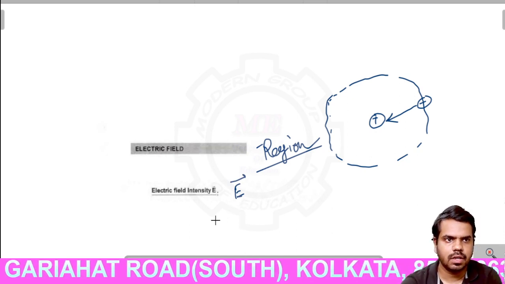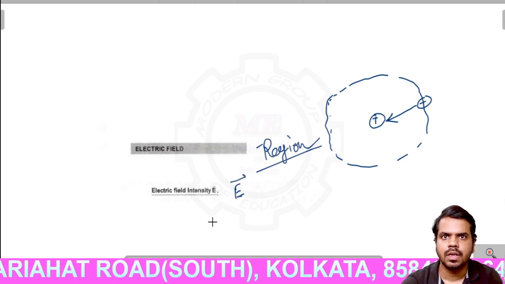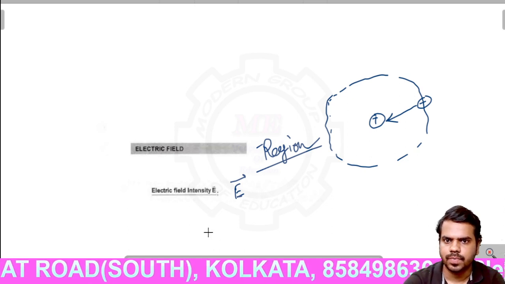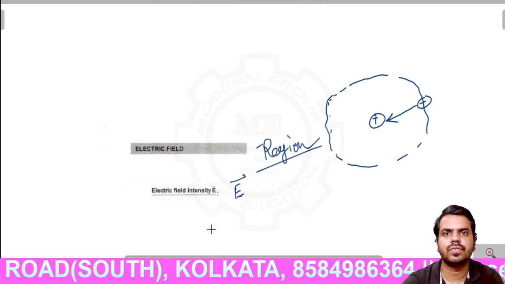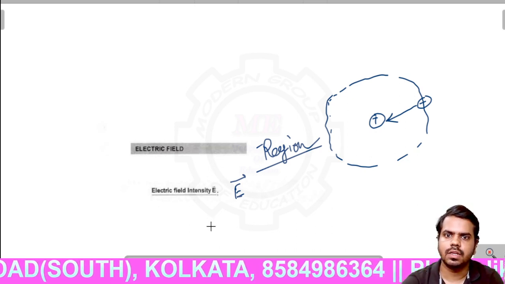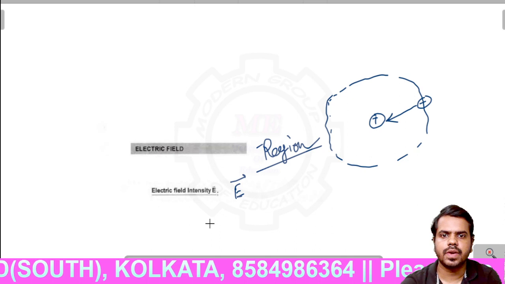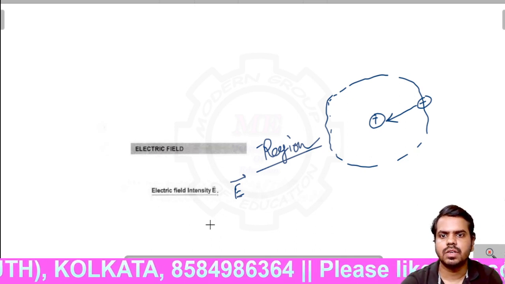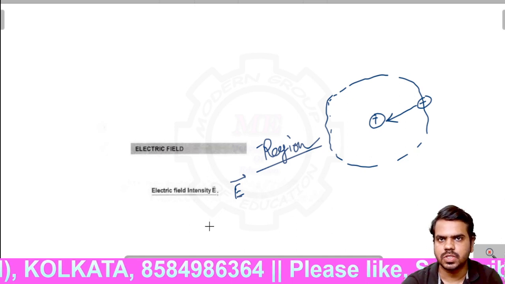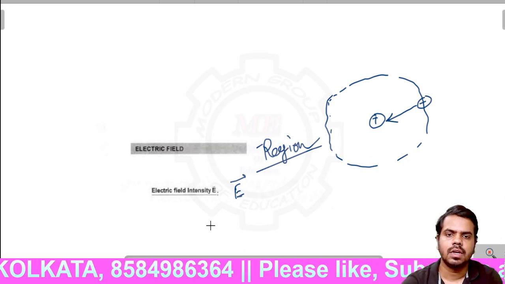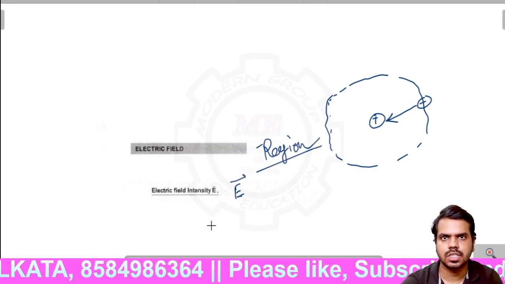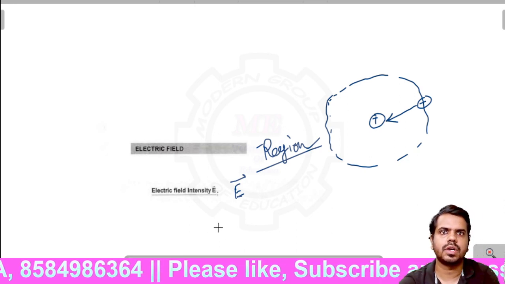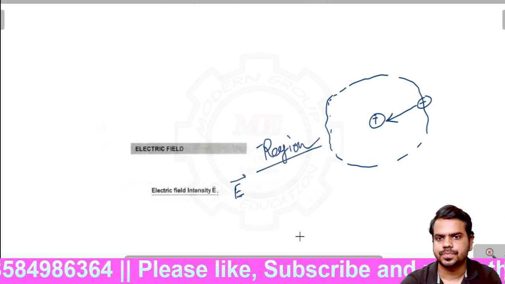The total chapter of class 12, electricity 1, is purely based on the electric field. In the next lectures we will find the electric field of different charges, like infinite charge, linear charge, dipole, etc. So electric field is the most important part of this chapter.